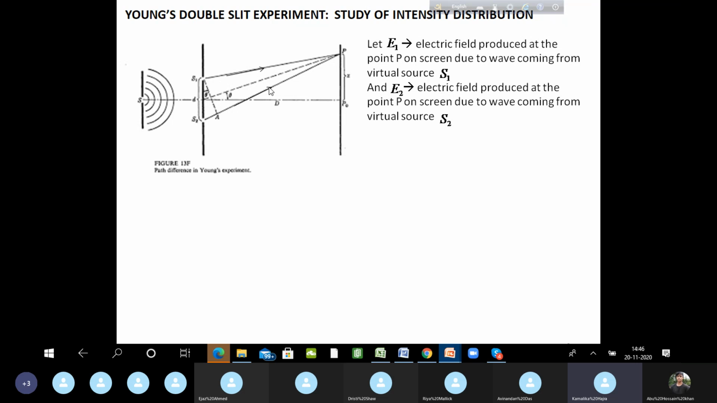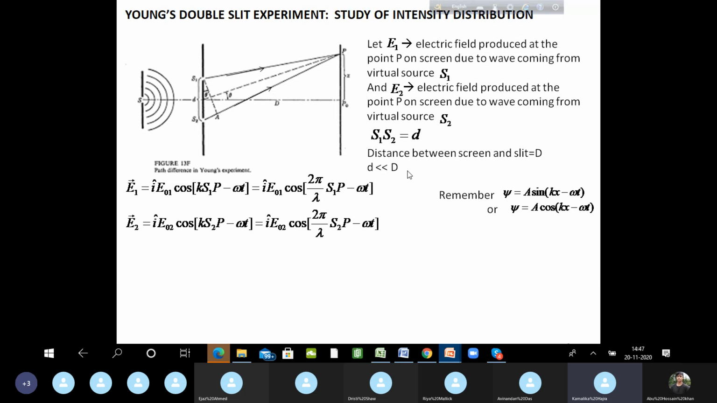One ray travels from S1 towards P, a point on the screen. Another ray travels from S2 to the point P on the screen. Capital D is the distance from the midpoint of S1, S2 to the midpoint of the screen at P0. E1 is the electric field produced at the point P due to the wavefront coming from S1, and E2 is the same for the wavefront coming from S2. This must be maintained: small d must be much smaller than capital D.